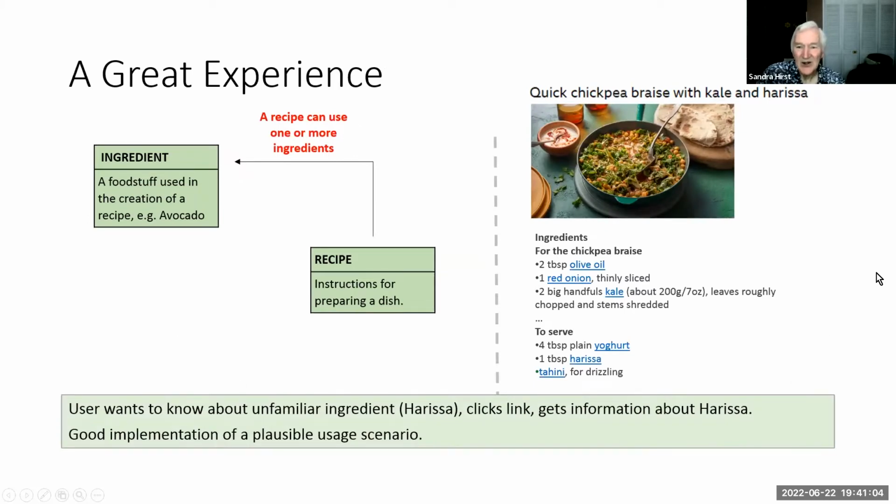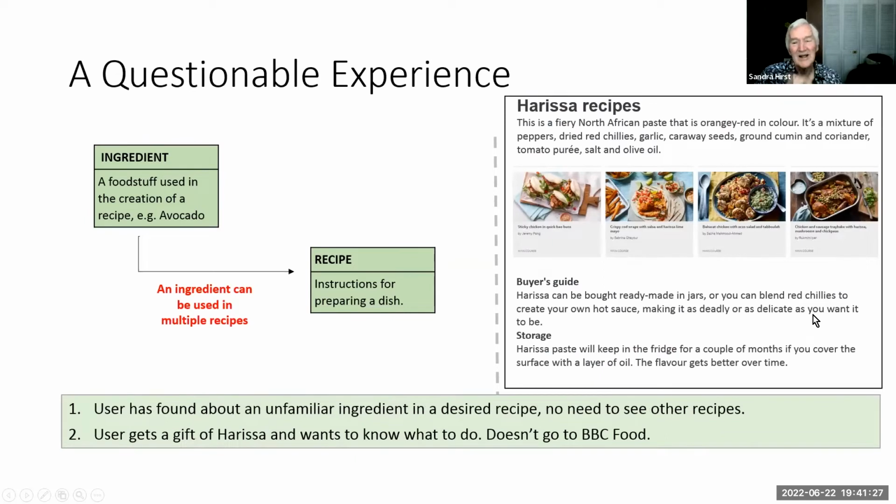The user is looking at a recipe for chickpea braise, sees harissa at the bottom, wants to find out more about it. Yes, we have a relationship between recipe and ingredient. They can find out about harissa. So far, so good. The problem comes when they click on the link and they get to information about harissa. And it says harissa recipes. I didn't want harissa recipes. I wanted to know about harissa itself.